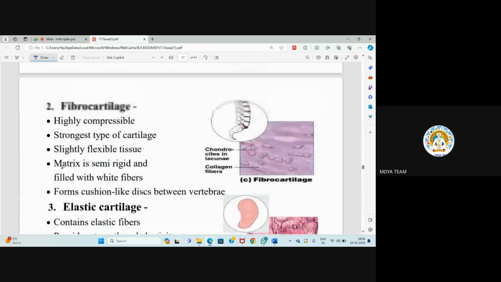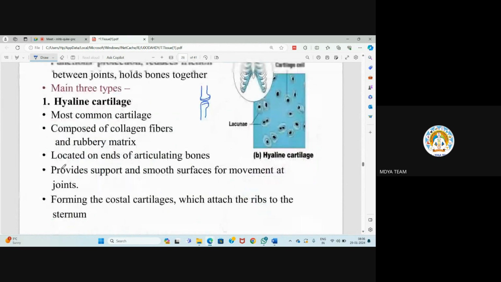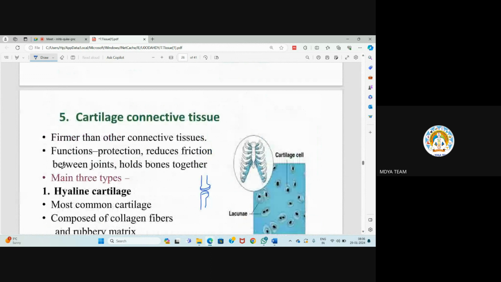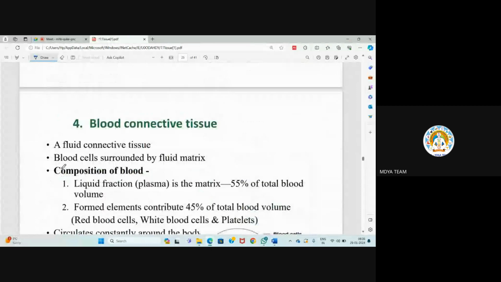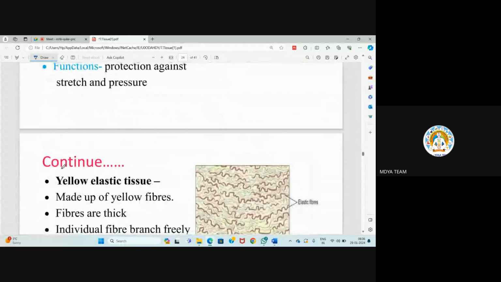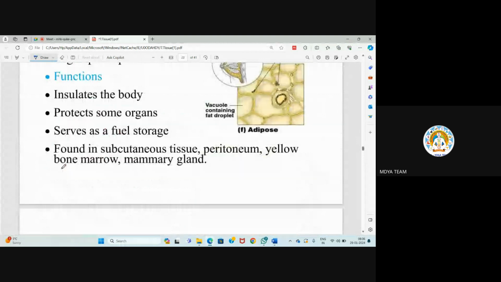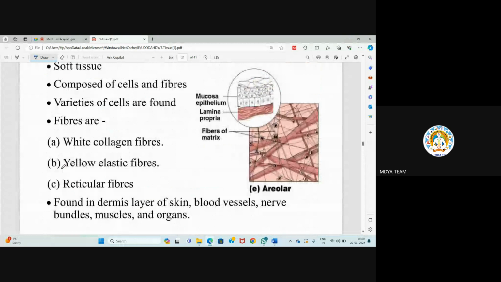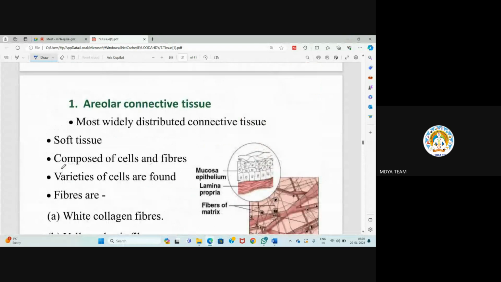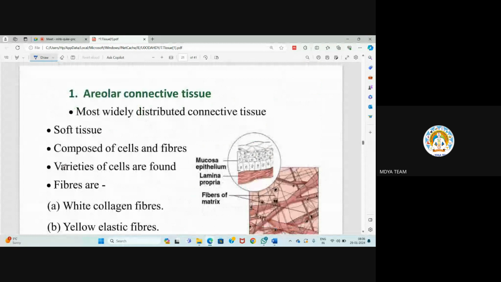So this is all about cartilage connective tissue. Any doubts? Okay. If you find any doubt, you can ask tomorrow. Now I think we should wind up the class with the ending prayer.